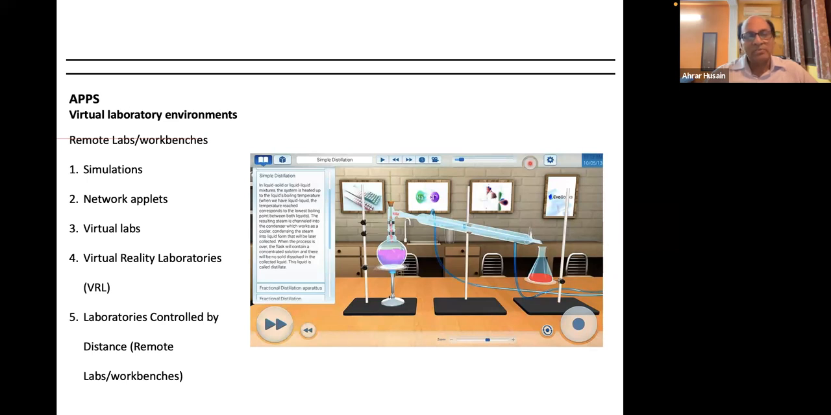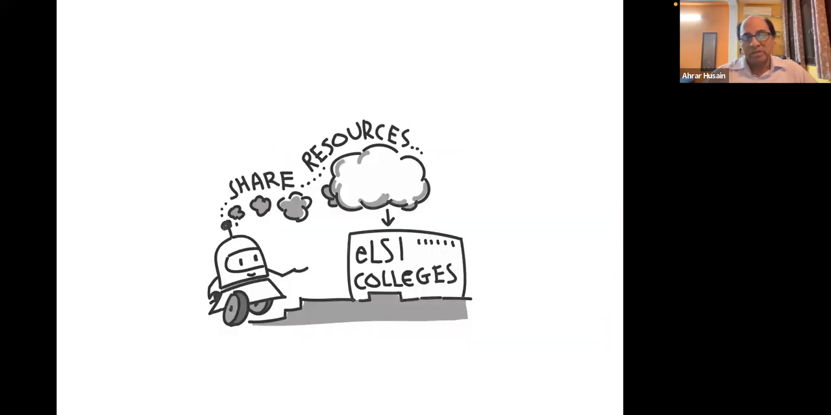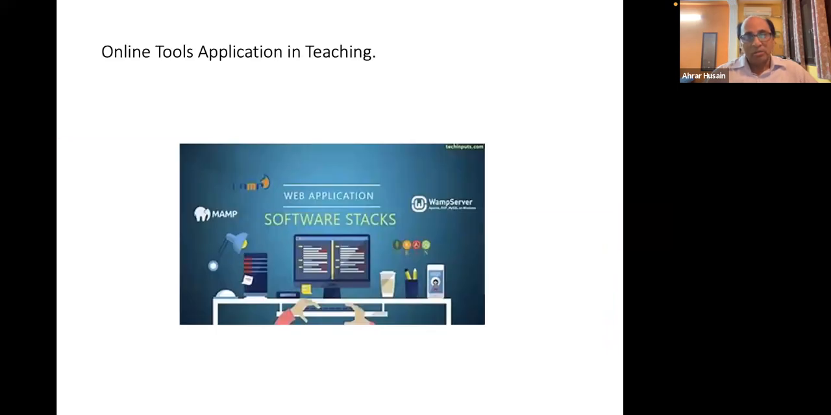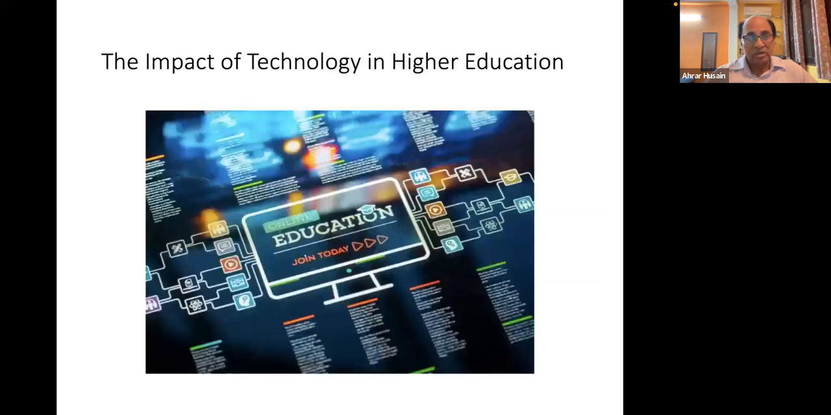And these are basically the future of the experiment kind of thing. Now, online tools for application and teachings, there are many. So people are saying that the impact of technology in higher education, especially in teaching and learning, will totally change. And you may be aware that before this COVID problem, there were two schools of thought as far as technology is concerned.